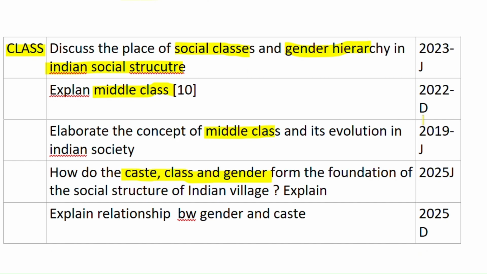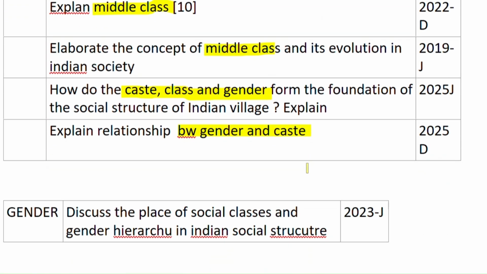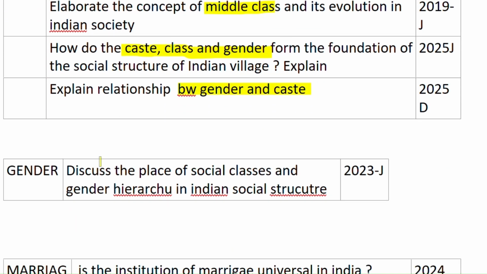Again, it was asked in 2025: how caste, class, and gender form the foundation of social structure. Explain the relationship between gender and caste. So, gender and caste. Gender is supposed to fall under this head. Discuss the place of social classes and gender hierarchy in Indian social structure.